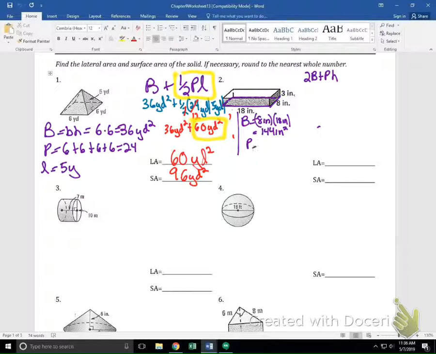And then we have our perimeter, which is going to be 18 plus 8 plus 18 plus 8. So what is 18 plus 8 plus 18 plus 8? 52. And then your height is? 3. So now we go over here, we substitute them in. We have 2 times 144 inches squared plus P, which is 52 inches, times our height of 3 inches. Oh, nope, 3 inches. I added too many squares, guys. Apologize. Okay, there we go. So what is 52 times 3, Gabby?